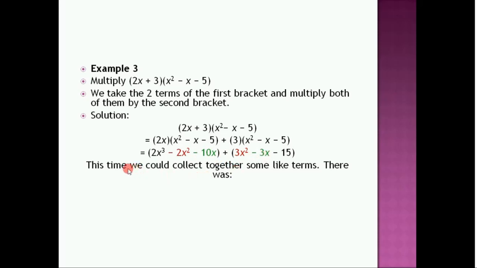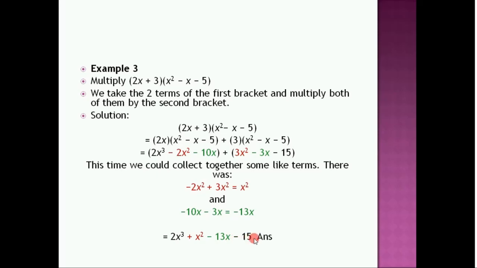Now this is the time we can collect together some like terms. Minus 2x squared plus 3x squared equals x squared. When we add minus 2 and 3, it is 1x squared, and there is no need to write 1 as a coefficient. Another group of like terms: minus 10x minus 3x equals minus 13x, because minus 10 and minus 3 become minus 13. Two negative values are added. Here is the complete answer: 2x cubed plus x squared minus 13x minus 15.